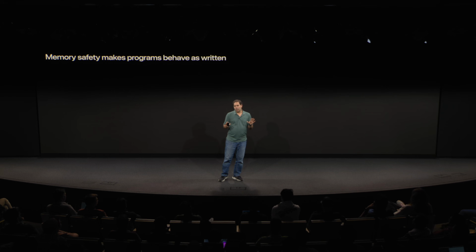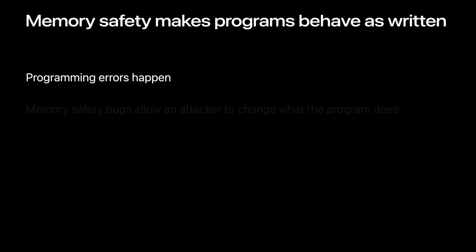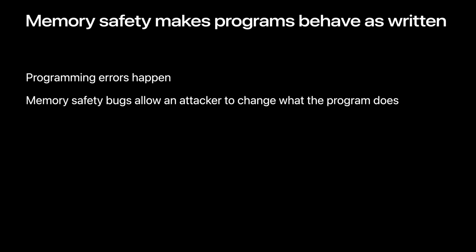Now, first of all, memory safety isn't some blanket notion about preventing all errors. So good language design can define away some classes of errors or make them harder to introduce in your code, but the reality is programming errors do happen. So memory safety is about making sure that the program behaves as it was written.